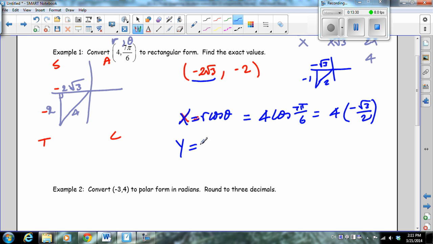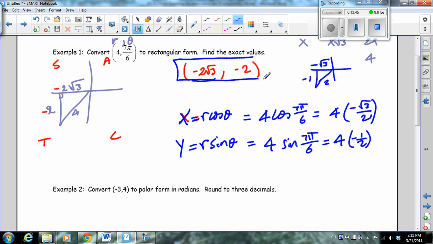Same thing with the y, you will say y equals r sine theta. Therefore, you will say 4 sine of 7 pi over 6, which is equal to 4 times, sine here is -1 over 2, and you will still end up with -2. So this is your final answer.